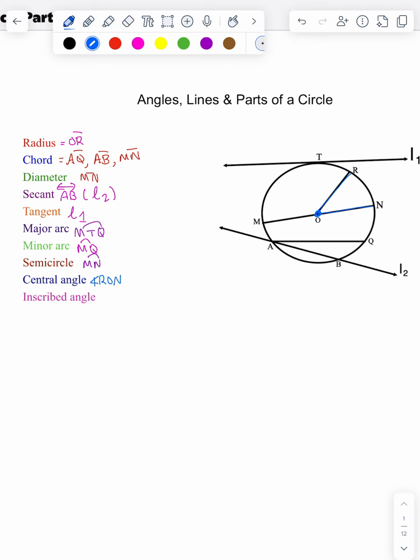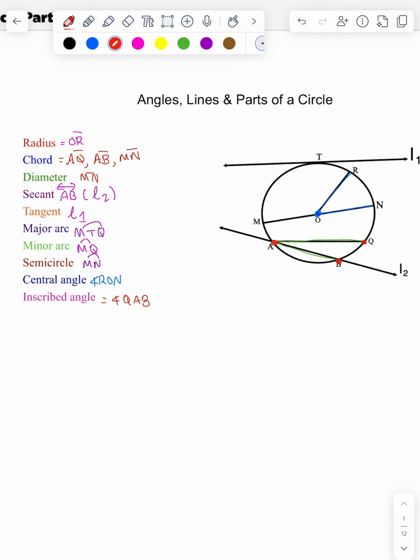And last, we have inscribed angle. An inscribed angle is an angle where the vertex is on the circumference of the circle, as well as the other 2 points that touch the circle. So I'll give you an example. Angle QAB is an inscribed angle. Notice how its vertex is on the circle. And if we follow the rays of the angle, it also touches the circle. So 3 points on the circle, including the vertex. So I'm going to put that here. Angle QAB is an inscribed angle.